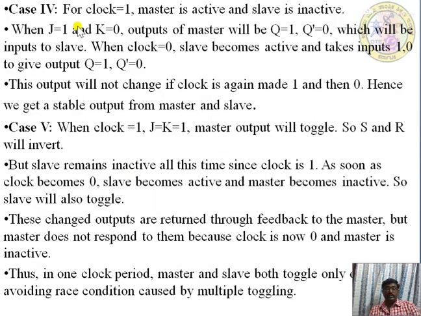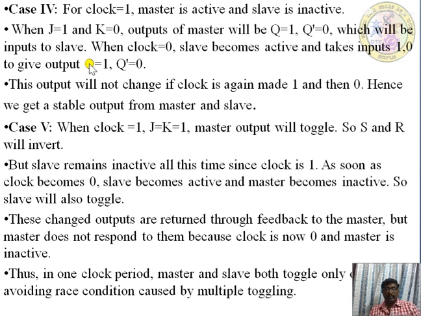Next, case 4, the same thing: when clock is equal to 1, master is active and slave is inactive. So when J is equal to 1 and K is equal to 0, the output of the master will be Q equal to 1 and Q dash equal to 0, which will be the inputs to the slave. When clock is equal to 0, the slave becomes active and takes the output as Q equal to 1 and Q dash equal to 0. If Q is equal to 1, it means it is in a set state.